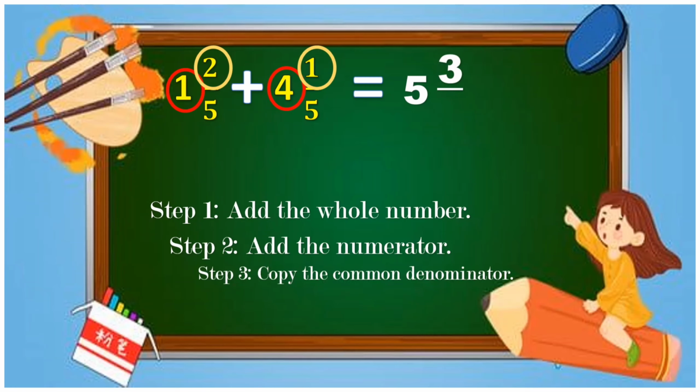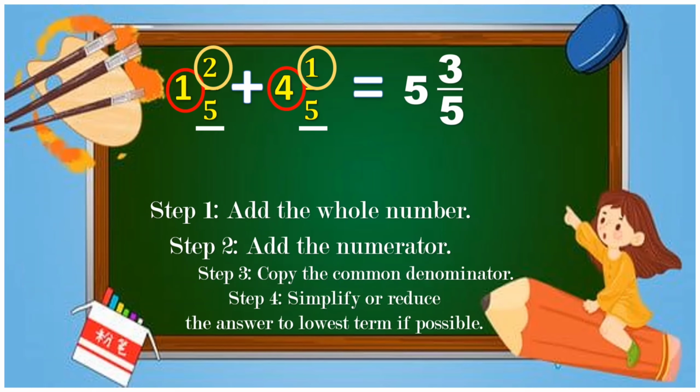Step 3. Copy the common denominator, 5. Step 4. Simplify or reduce the answer to lowest term if possible. Since 5 and 3/5 is already in the lowest term, that is the final answer.